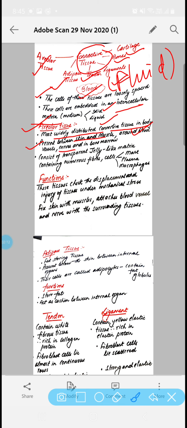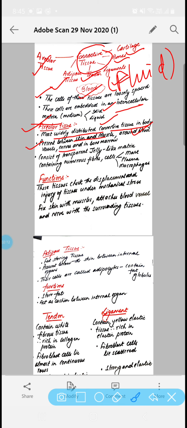Long bones have a cavity, and that cavity is filled with a reddish brown colored structure called the bone marrow. This is the site where the blood cells are formed. So areolar tissue is present over there.